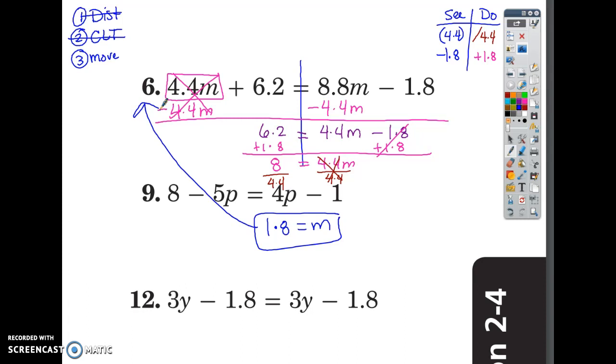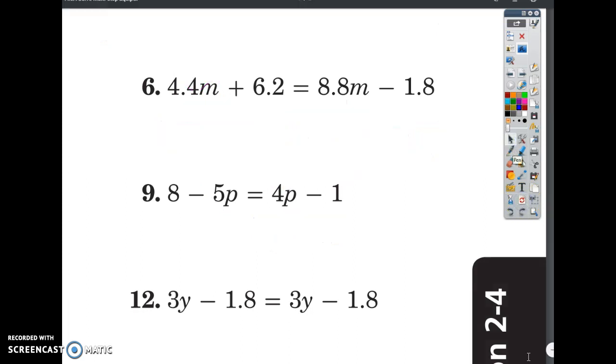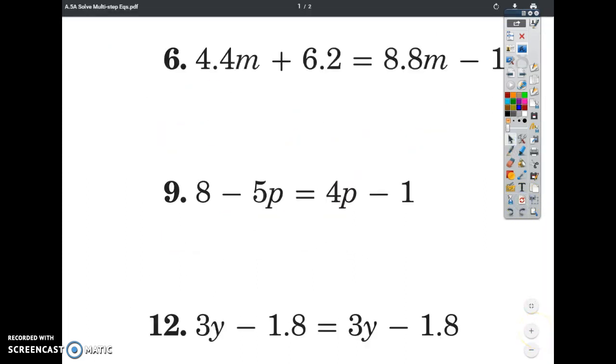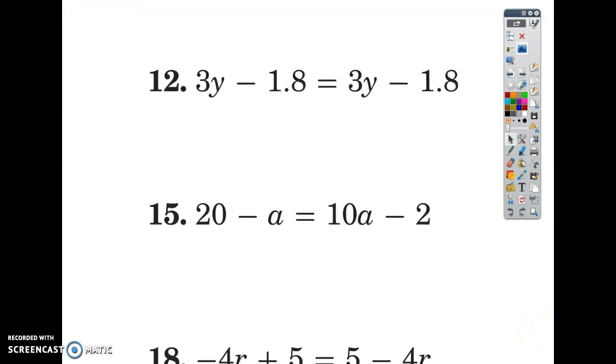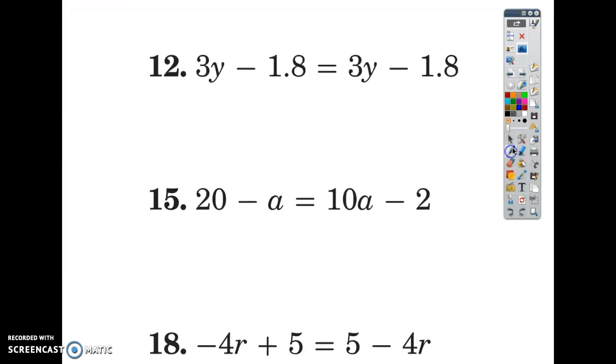Okay. Problem number 12. Draw the line. Distribute. Do I have to distribute? No distributing. Step 2, combine like terms. Do I have to combine anything? Nope. This one has a y, this one doesn't. This one has a y, this one doesn't. So I'm not going to combine.